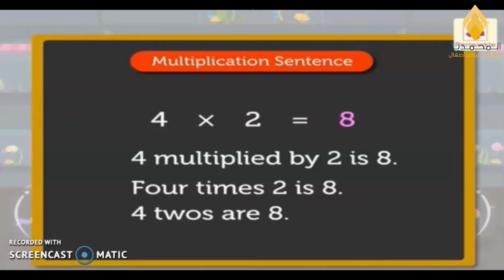Look, we have 3 ways to read this multiplication sentence. 4 multiplied by 2 is 8, 4 times 2 is 8, or 4 2's are 8. I see that the easier way to say this multiplication sentence is 4 times 2 is 8. Okay, as you wish, you can use any of these sentences.